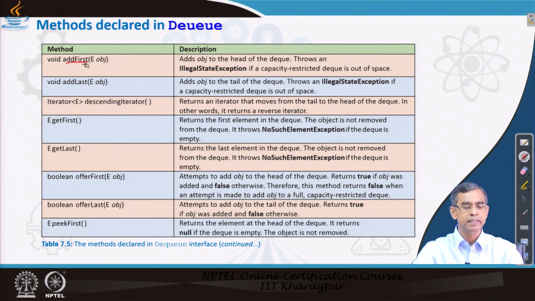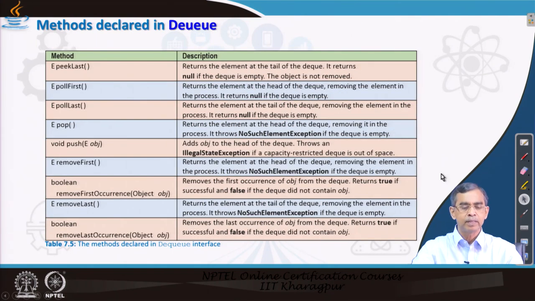For example, addFirst, addLast, and then getFirst, getLast. offerFirst is basically adding again, and offerLast. peekFirst means just read only, not remove. So, these are the different methods, like the other methods, basically for insertion, deletion and traversal.